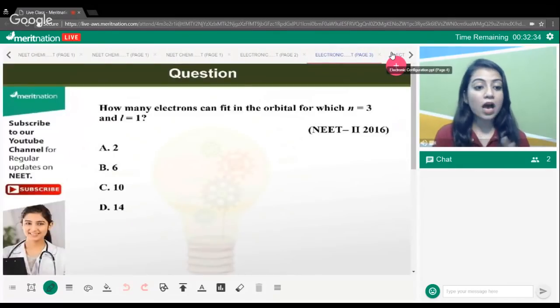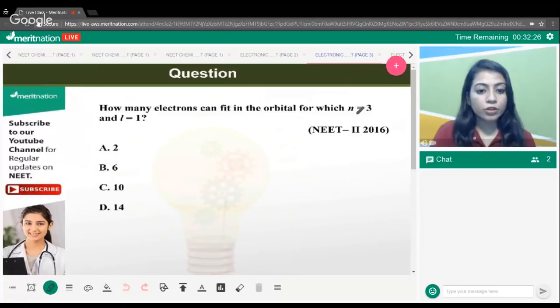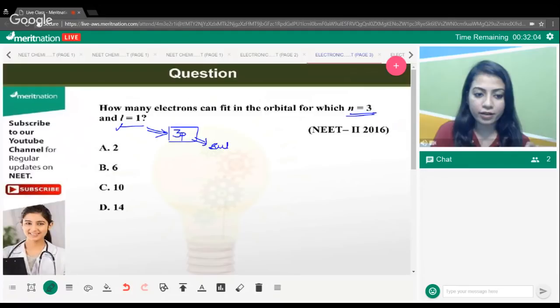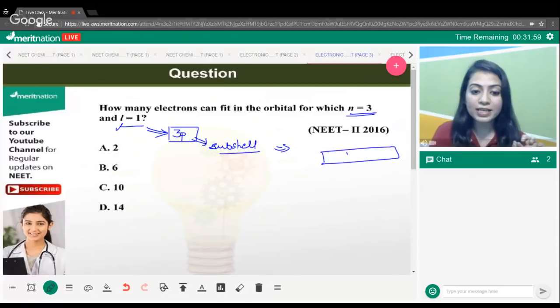The next question is, how many electrons can fit in the orbital for which n is equal to 3 and l is equal to 1? So you can see that n is equal to 3 and l is equal to 1. This clearly tells us which orbital it is. It is 3p orbital. Right? 3 is the principal quantum number and l is the azimuthal quantum number. So the number of electrons that can be present in the 3p subshell. If we are talking about the subshell, then the total number of electrons that could be present in 3p subshell are how many? 6, right?